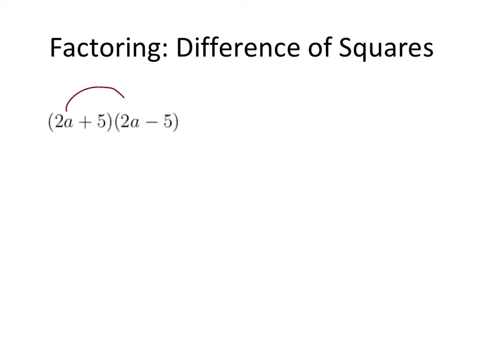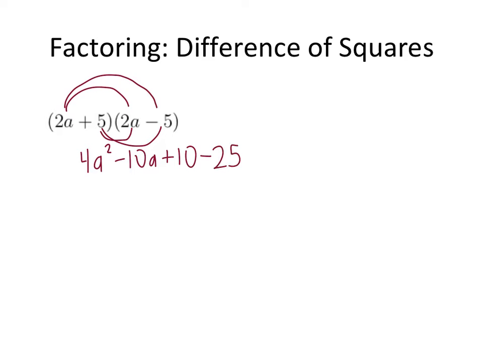So for the first one, 2a times 2a becomes 4a squared outside. 2a times negative 5 becomes negative 10a inside, plus 10a, and last we have minus 25. When simplifying, you'll notice that these two middle terms cancel out. So our middle term essentially disappears, right? So I'm left with 4a squared minus 25.